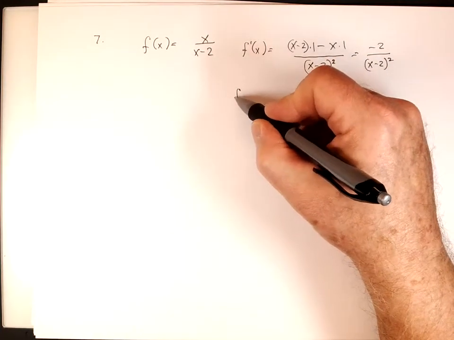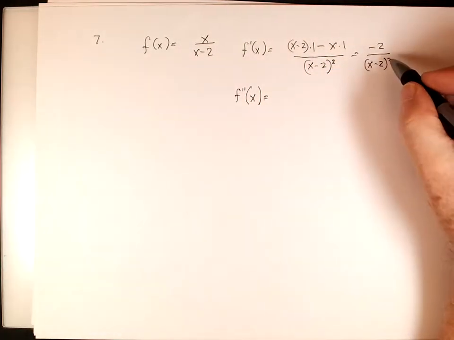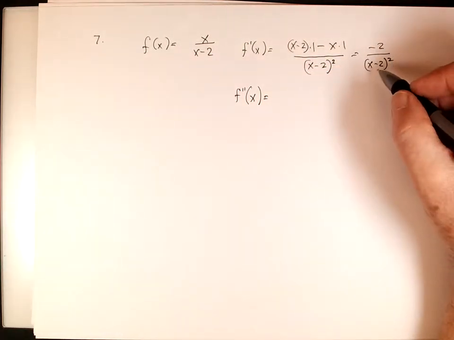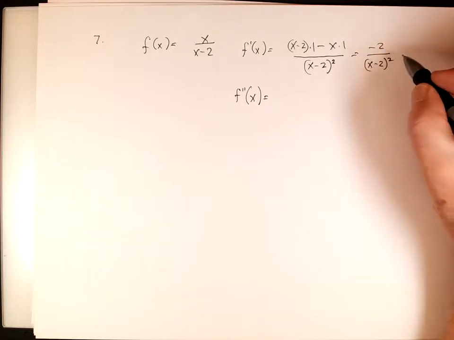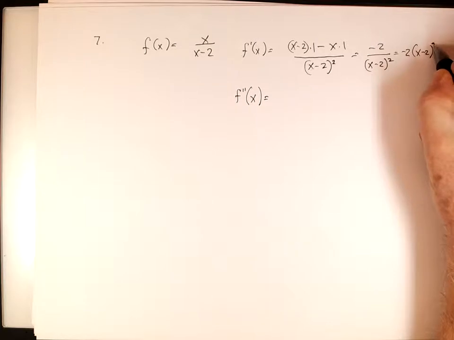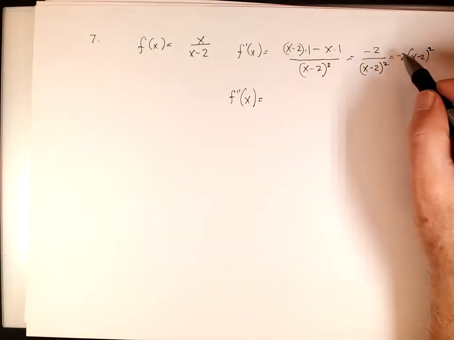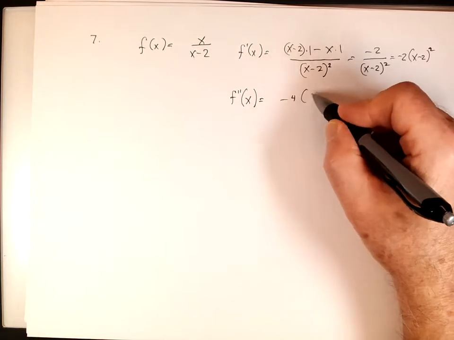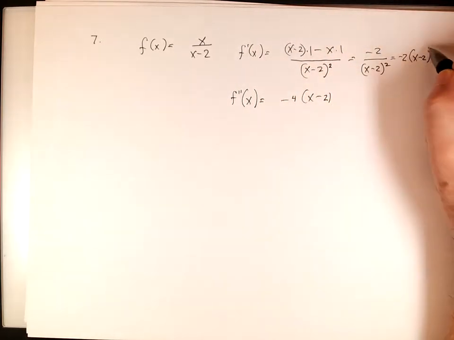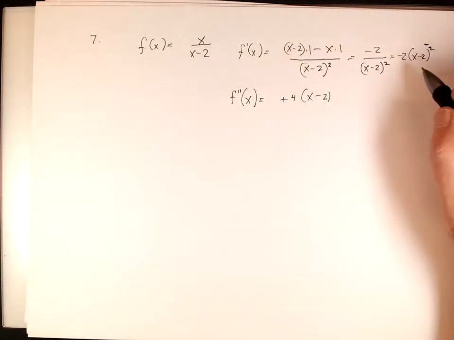I might as well do the second derivative as well. Now, the thing to do for a second derivative is not to use the quotient rule. You've got a constant here. Think of this as negative 2 times x minus 2 to the negative 2. Take the derivative here, take the exponent out front, that gives you a negative 2 times negative 2, and that'll be a positive 4.